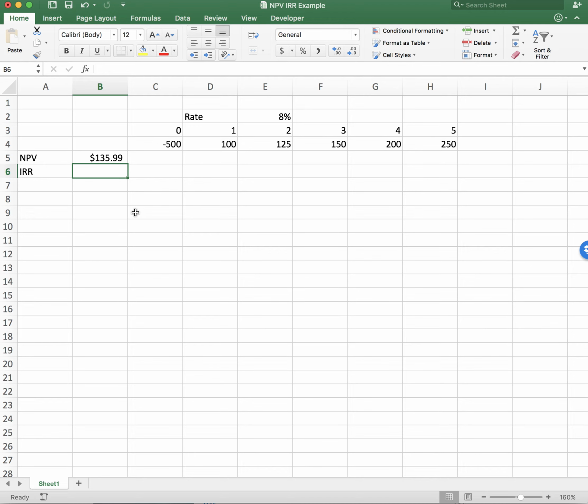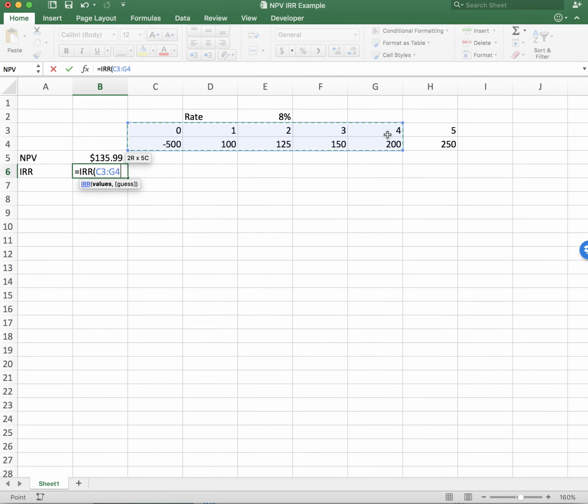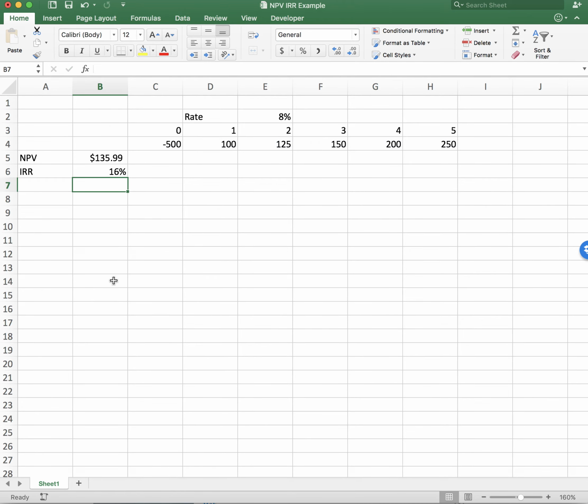So what we do here with the IRR is to simply do equals IRR, parentheses, and it just says values and a guess. You don't have to put in a guess. Just put in the values. Here's your values. Window it in, parentheses, enter. 16%. So if this were the case, if this was your project, we could have 8% and have 135 left over if we were borrowing 8%.